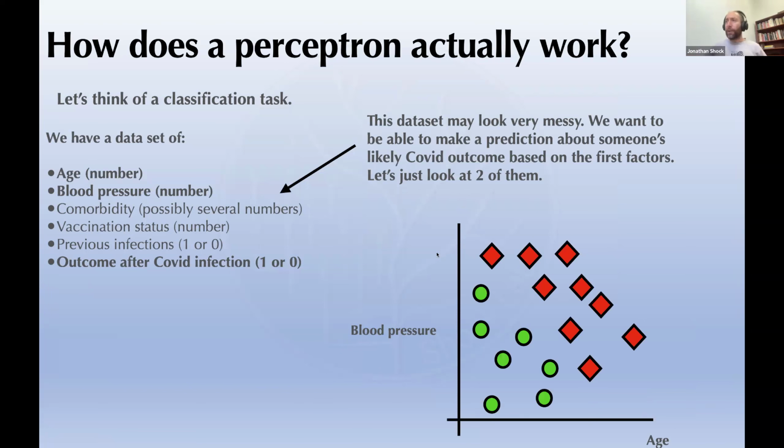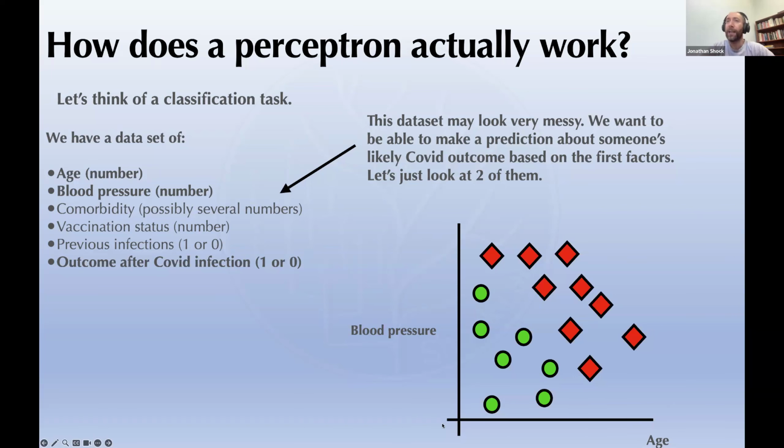So I just want to go through a very simple example of this, a much more simplified case. But we can ask, what's really happening with the perceptron? We can think of it this way. Let's say we have a classification task. Let's say we have a data set, maybe age and blood pressure, comorbidity, vaccination status, previous infections, and maybe something about an outcome after COVID. And we want to be able to make predictions. A new person comes into the clinic, and we want to make a prediction. Are they likely to have a severe or a less severe infection? Or what's the outcome likely to be?